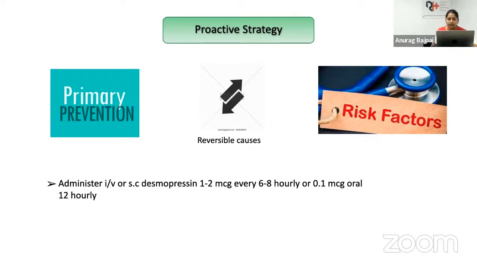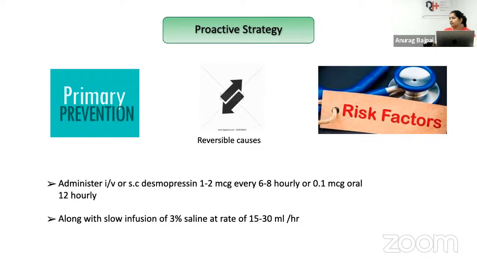And how do we do it? We administer desmopressin either IV or subcutaneous, 1 to 2 microgram every 6 to 8 hourly. But here in our patient, we preferred 0.1 microgram orally because it has to be given 12 hourly. Many people will get confused: we already have hyponatremia, why are you giving ADH? So this is, in a way, putting a brake. Your car is accelerating, but you already have a brake so that it doesn't go uncontrolled. Yes, sir, that sort of thing is important here.